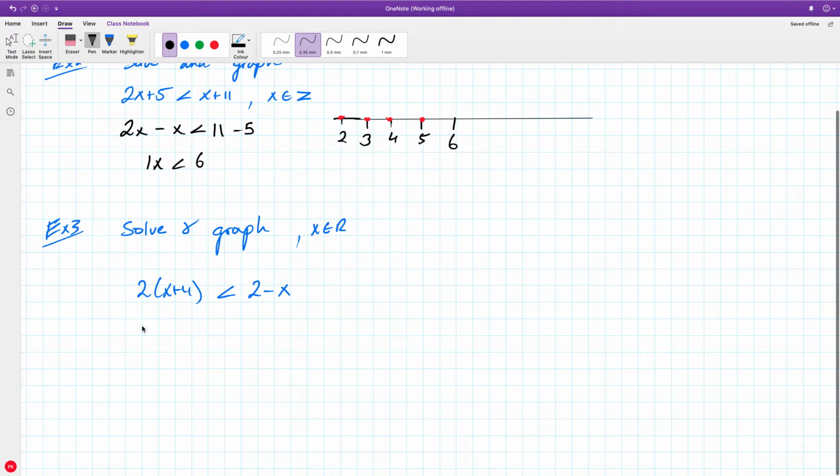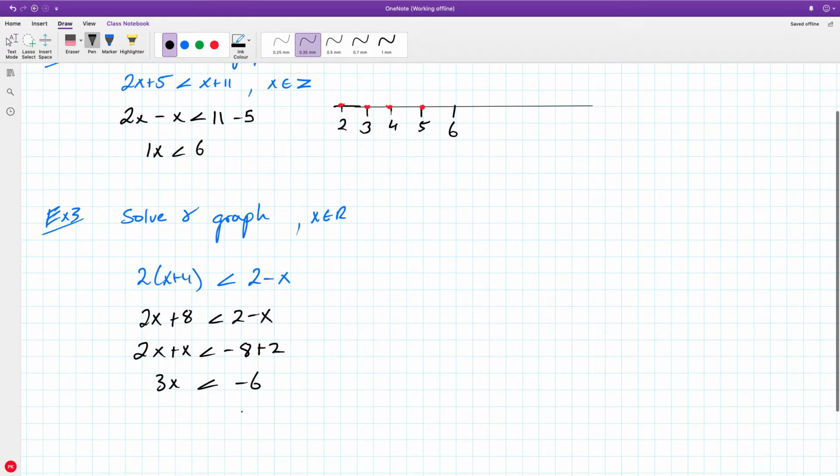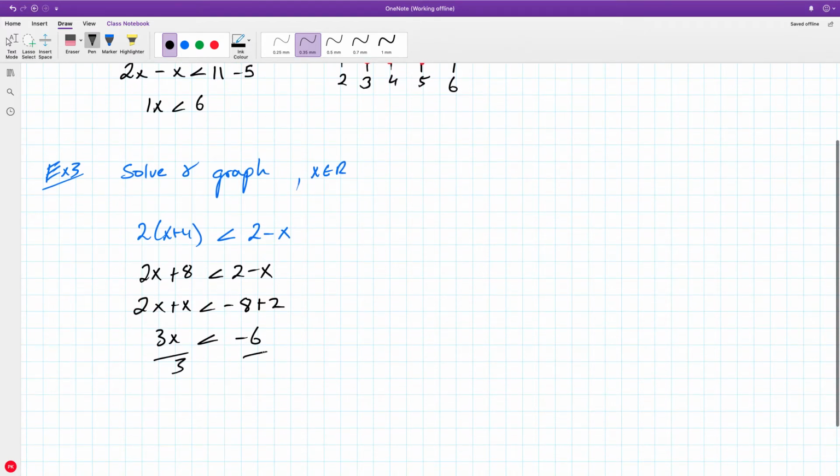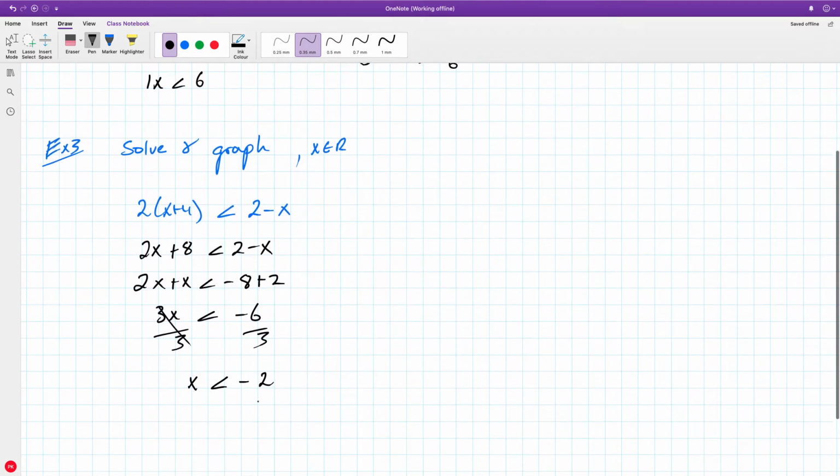Right, so 2 by x, 2x. 2 by 4 is 8, less than 2 minus x. That's 2x plus x less than minus 8 plus 2. That's 3x is less than minus 6. Divide by 3. x is less than minus 2.